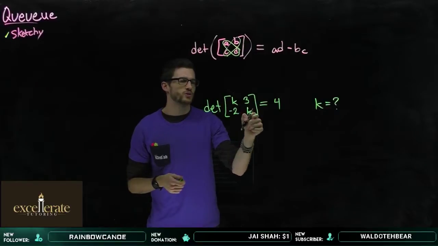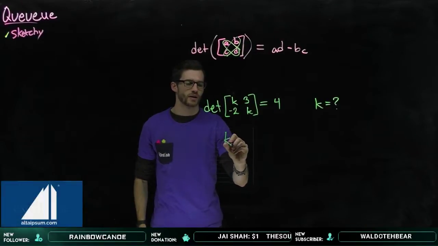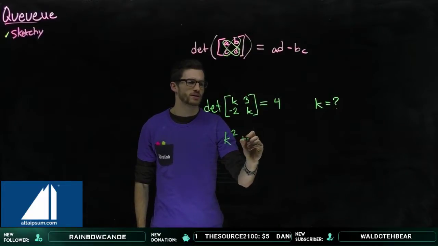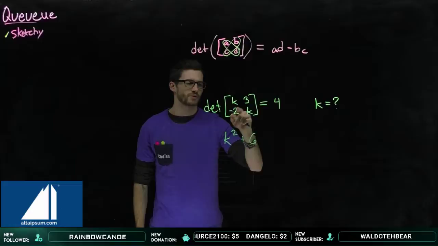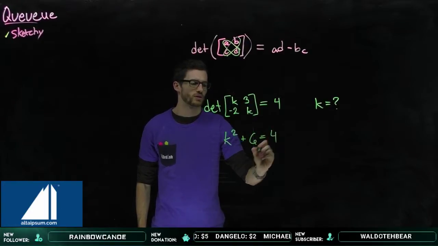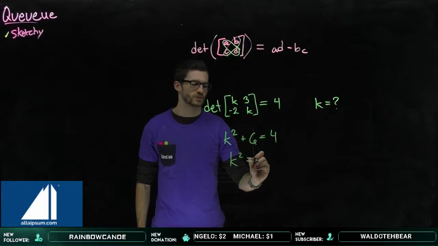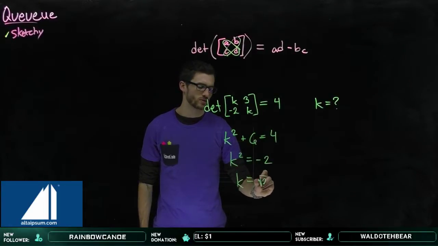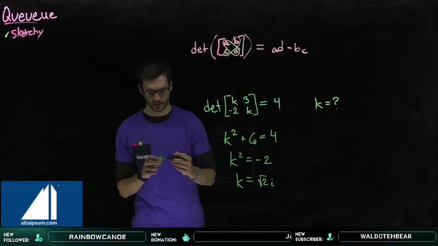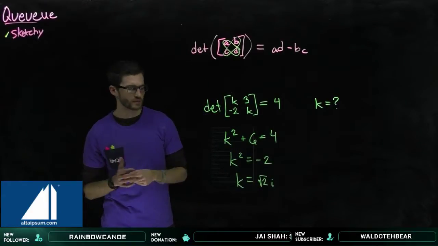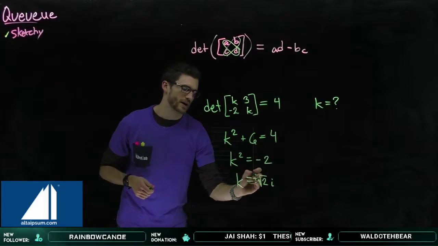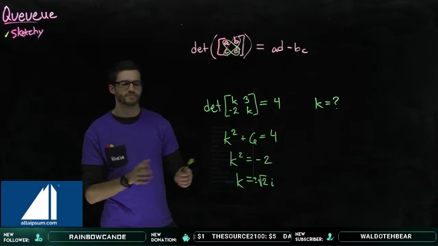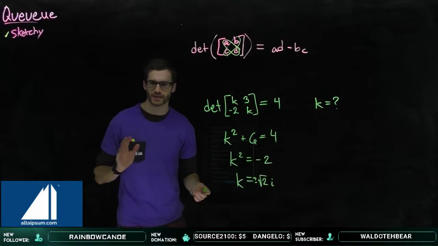So in this case, we're going to do AD, so k squared, minus that, so that's going to be plus 6, right? Minus a negative 6 equals 4. So k squared equals negative 2. So k equals rad 2i. So yeah, k is imaginary. Sorry, plus or minus rad 2i. So yeah, I kind of messed it up. I didn't give you something that you could solve nicely for k.